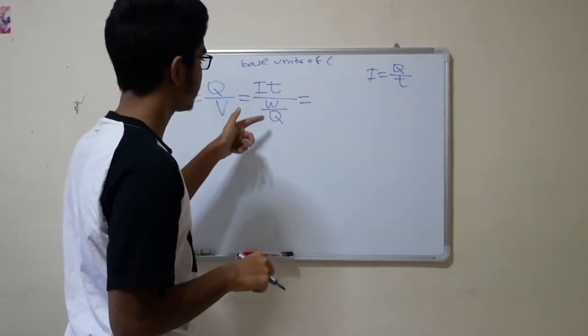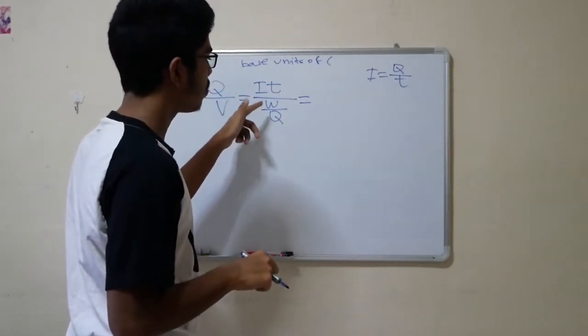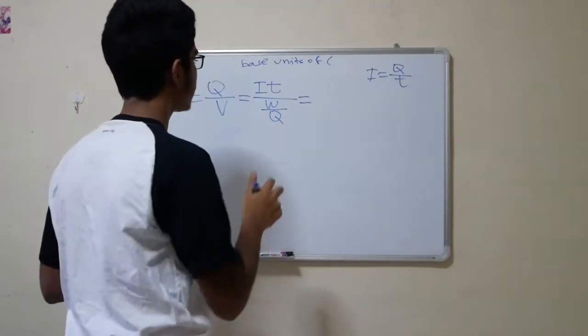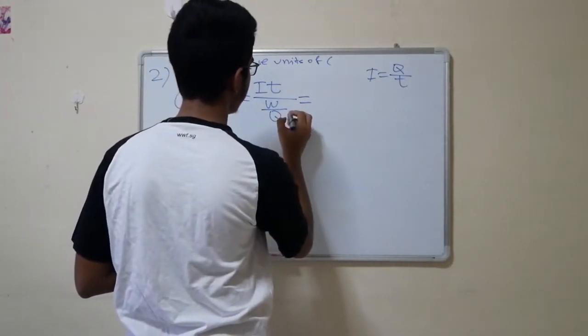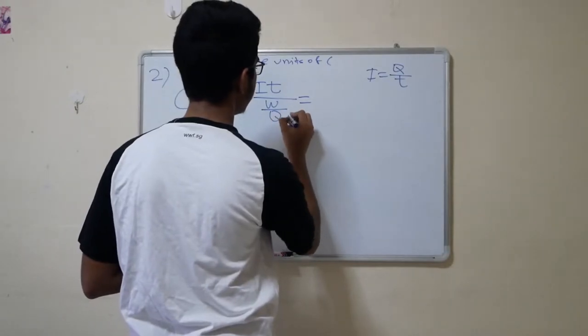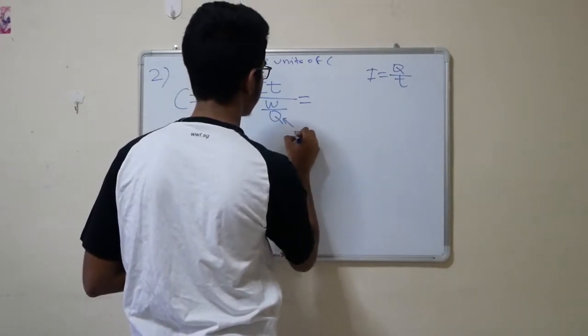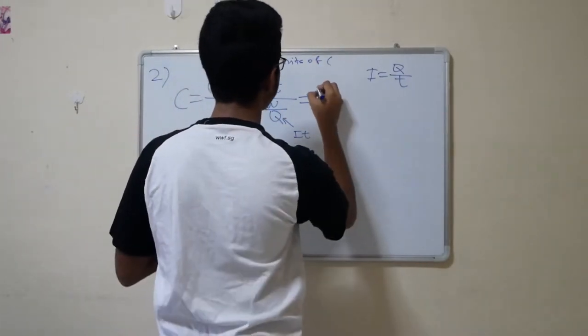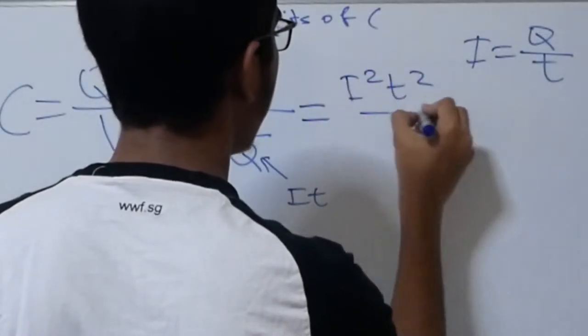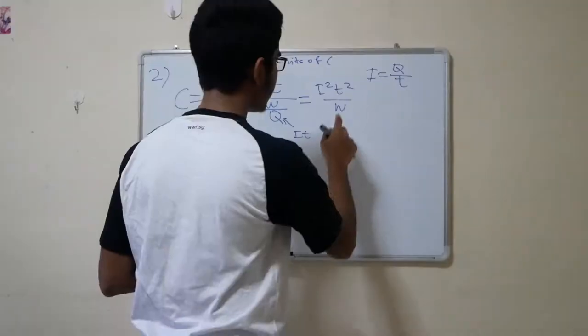Yes. Time? Yes. Charge? No. Work done is also not. So what do you do? Q right here is again equal to IT. Am I right? This thing is equal to IT. So we bring it over, it'll become I squared T squared over W. Am I right? Right, let's continue from here.